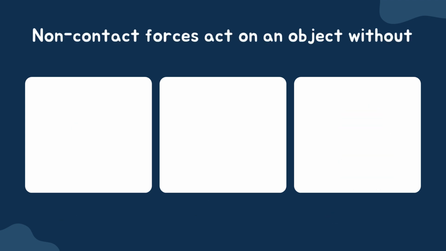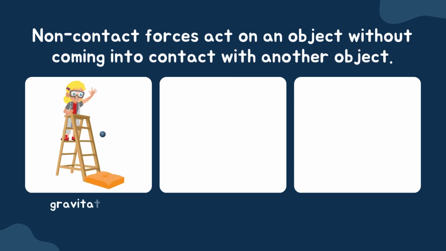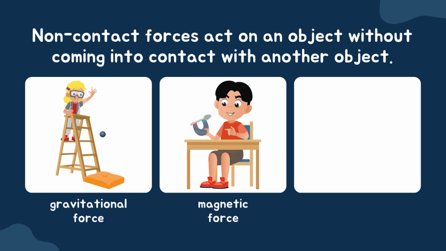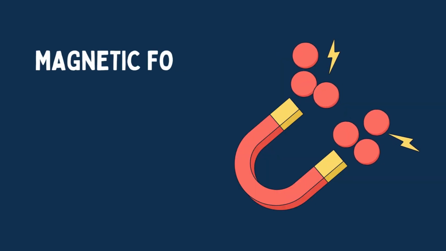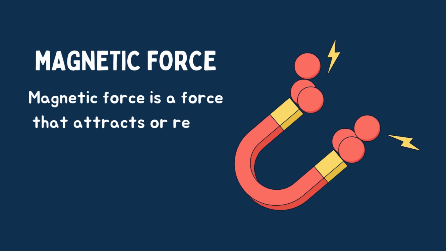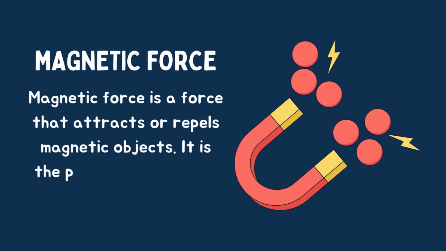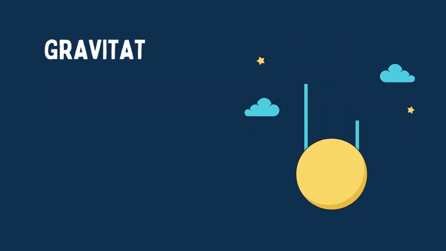Non-contact forces act on an object without coming into contact with another object. Gravitational force. Magnetic force. Electrostatic force. Magnetic force. Magnetic force is a force that attracts or repels magnetic objects. It is the push or pull exerted by a magnet.